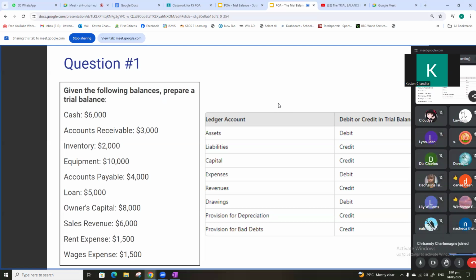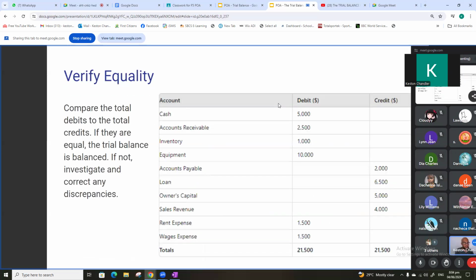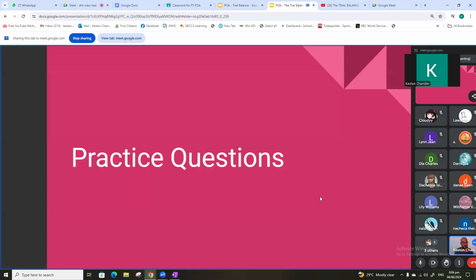All right. So you're doing this for me, and then we look at the answer on the other slide. I don't understand that activity. All right, so what you're doing is you're going to prepare a trial balance, right? So the trial balance, basically, what we will do is, you know what? Let's do the first one together.